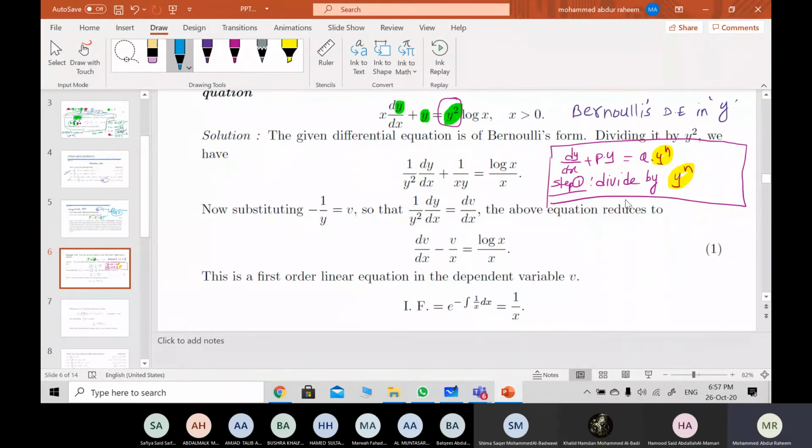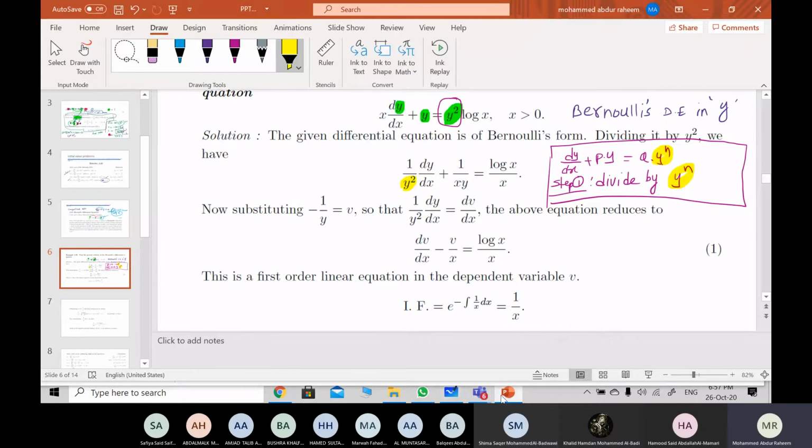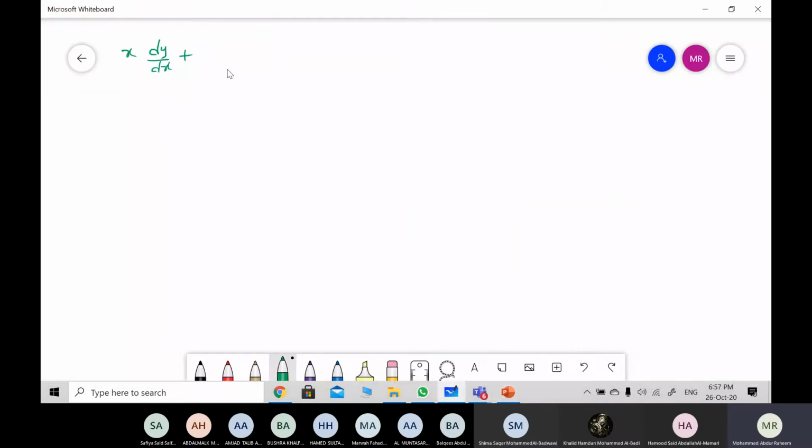Okay. Yes. So now divide by y power 2. Yes, divide by y power 2. Here also divided actually. I will show the solution for you. That is a better way. x dy by dx plus y equals y square log x.